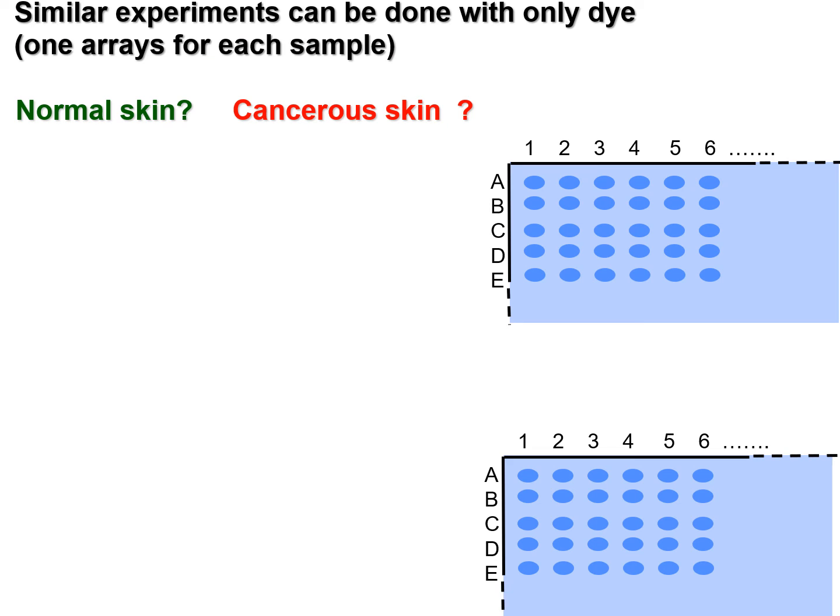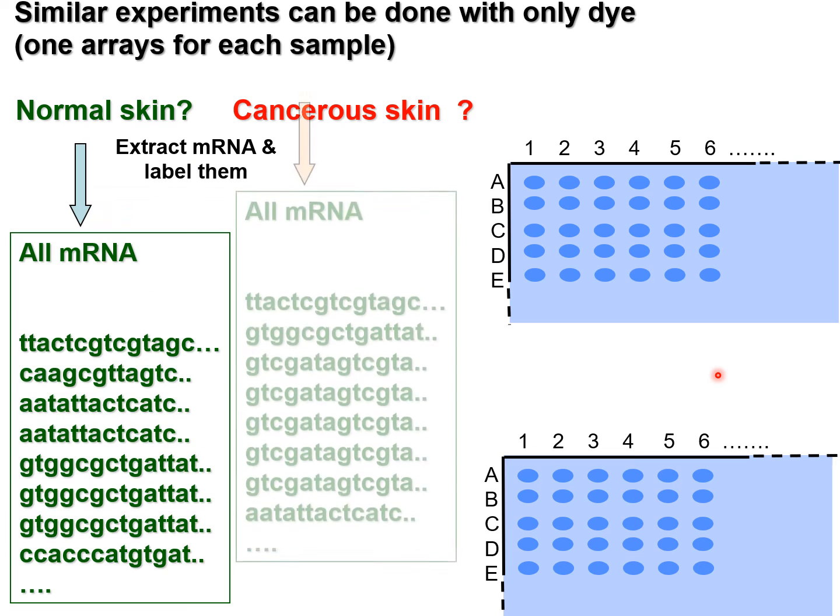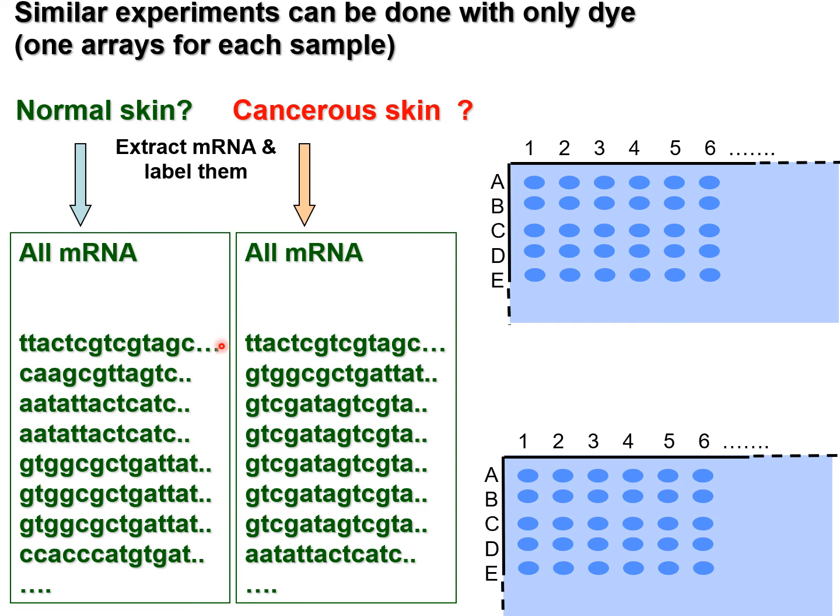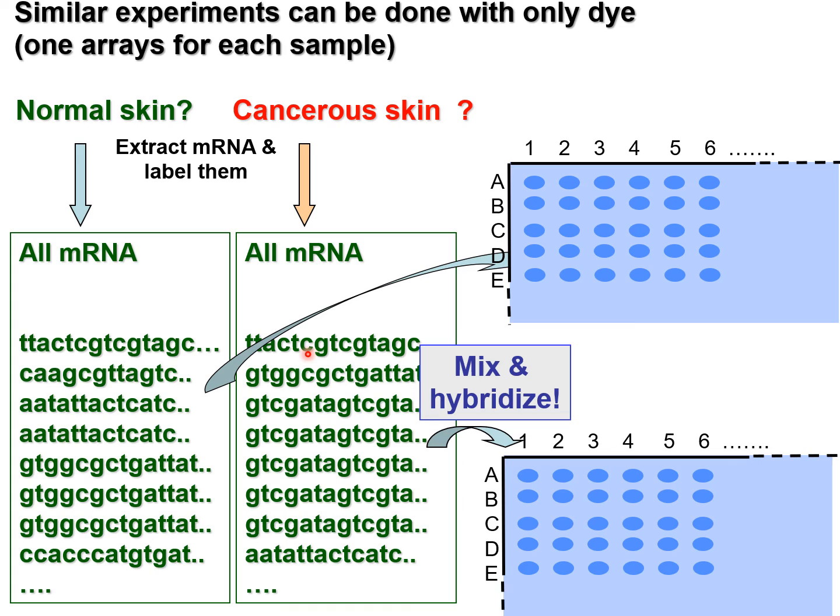So like this, I can perform experiments in microarray using 2 dyes, but I can also do it with only 1 dye, using 2 chips. This is another important variant of microarray experiments. Here we actually use only 1 dye to label the mRNA from both sources. So when we hybridize, mix them, the results we get we analyze in a different way.